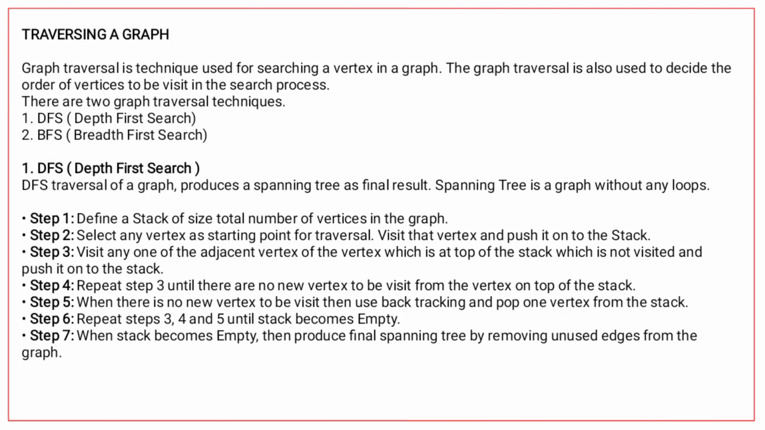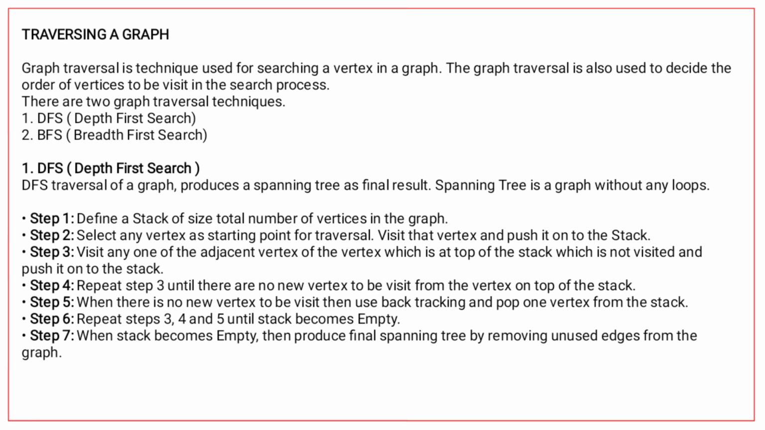Next topic is traversing a graph. Graph traversal is a technique used for searching a vertex in a graph. The graph traversal is also used to decide the order of vertices to be visited in the search process. A graph traversal finds the edges to be used in the search process without creating loops. That means using graph traversal, we visit all vertices of the graph without getting into a loop path. There are two graph traversal techniques. They are first, depth first search, and second, breadth first search.